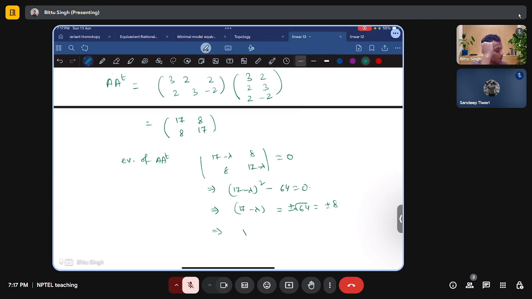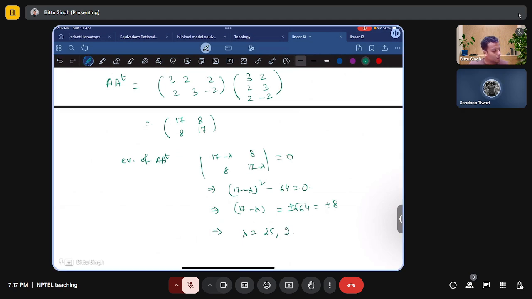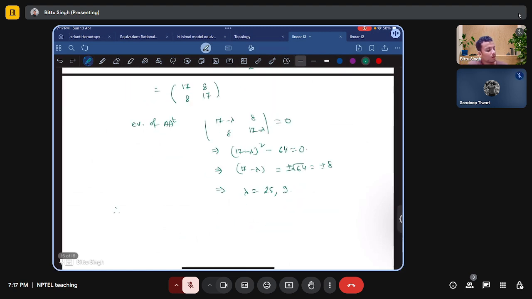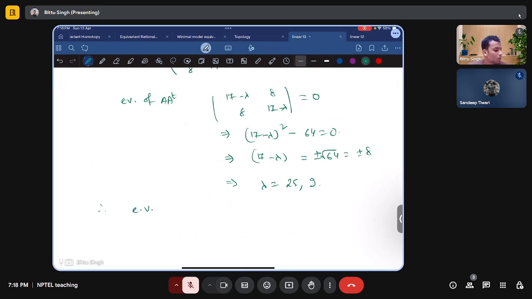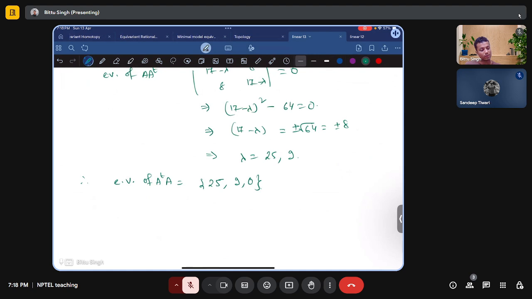Therefore, lambda is either 25 or 9. So from here it is also clear that the eigenvalues of A transpose A, if we write in descending order, will be 25, 9 and 0, because 0 is already there. 0 is also an eigenvalue we have earlier observed. Those two have the same eigenvalues except 0.